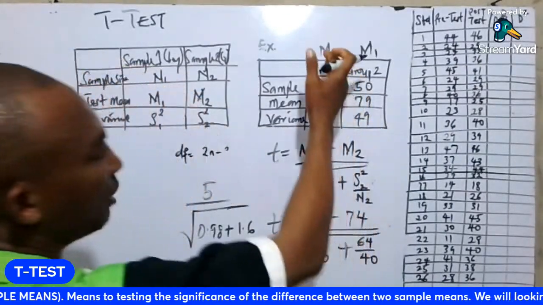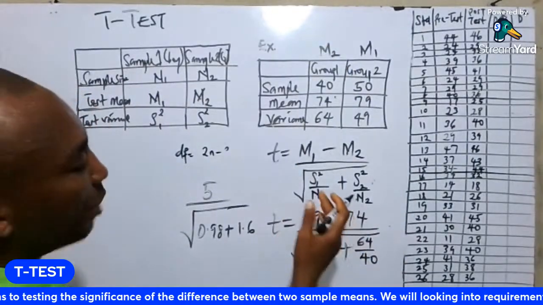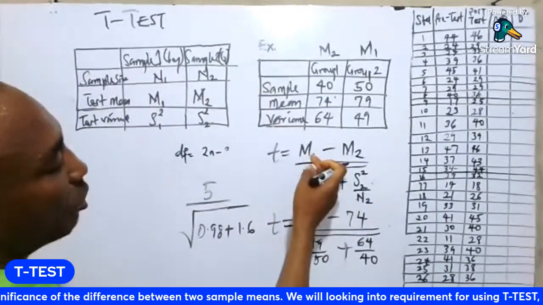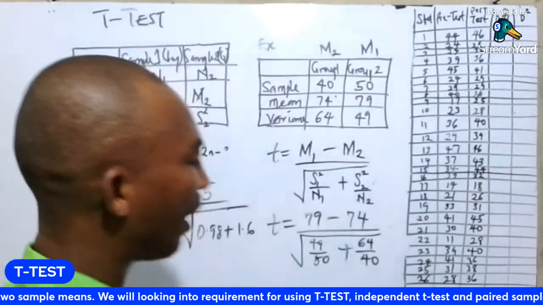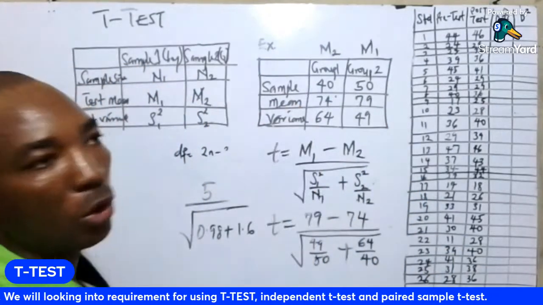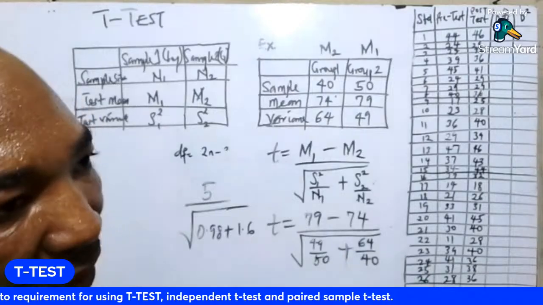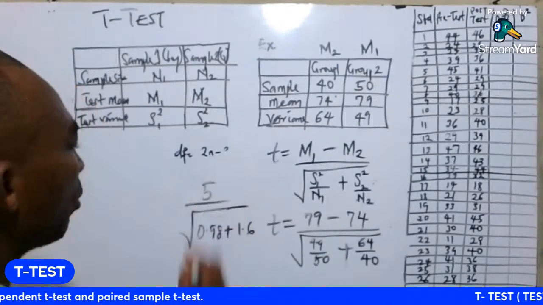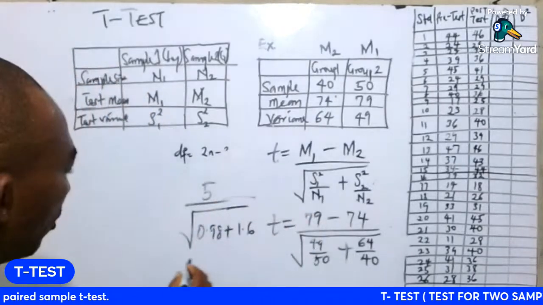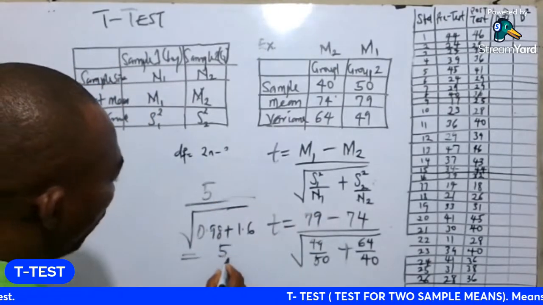When we look at this one now, this is group 1. But mathematically, if you take this to the front, you may likely get a negative value. That's why I picked the biggest value to be at the front. It depends on the way you arrange it, since you are looking for the calculated value. So let's look at this now. I think I've tried to explain that. So this will be 5 over.